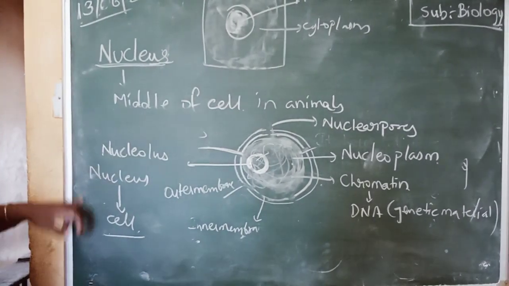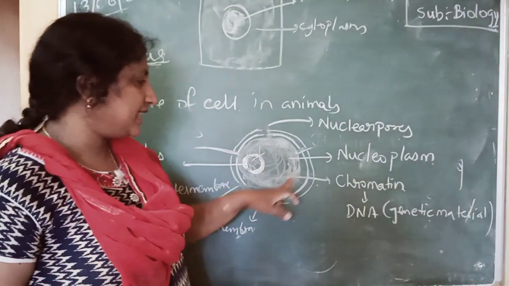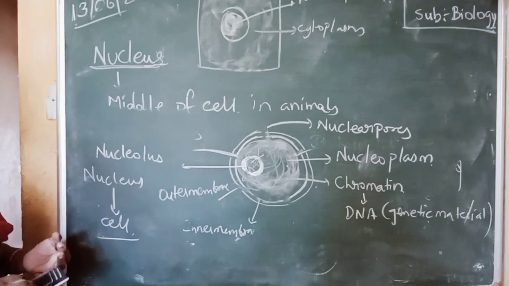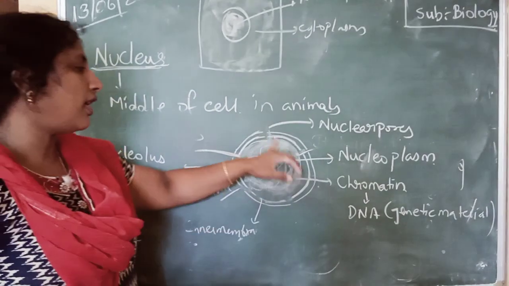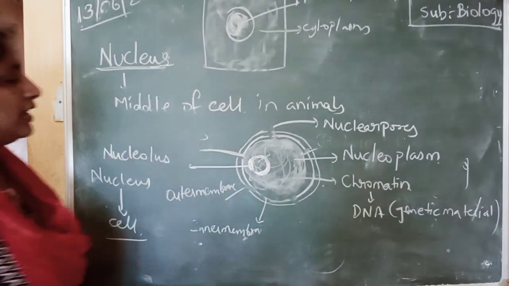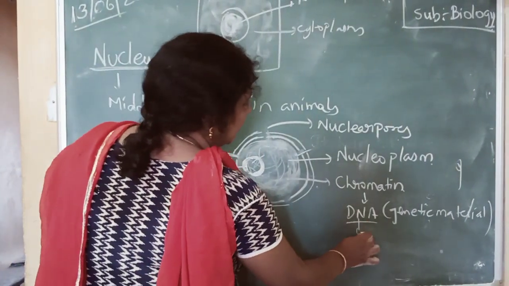The nucleus will control the entire cell because it has the genetic material. How you are, how is your hair, how is your eyes, how is your fingers, everything is present in this genetic material. That is DNA. DNA has genes on it.